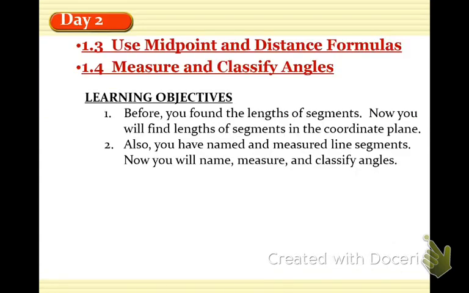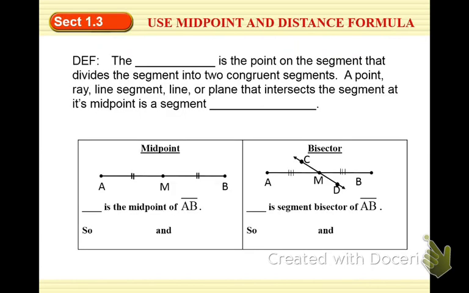So the object here is for you to be able to find the length of a segment, find the midpoint of the segment in the coordinate plane. Again, we're going to name, measure, and classify angles, okay? The midpoint is the point on the segment that divides the segment into two congruent segments. Again, congruent is a fancy word in geometry that means the same length, okay?